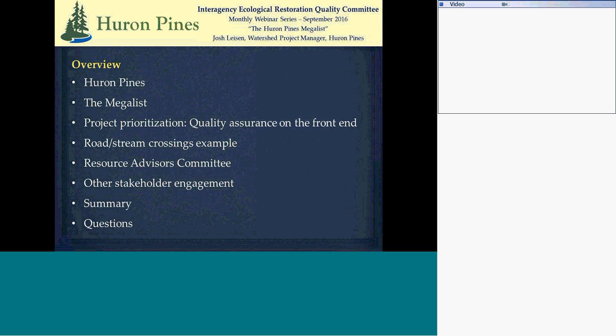So I'll start by providing a brief overview of Huron Pines and our major programs before delving into the details of the Megalist. I'll illustrate our prioritization process using some examples of road stream crossing projects in a hypothetical watershed, and then I'll call attention to some existing inventory protocols and related online resources. And finally, I'll touch on the importance of engaging stakeholders in the project prioritization process before concluding with a summary. And of course, there will be time for questions at the end.